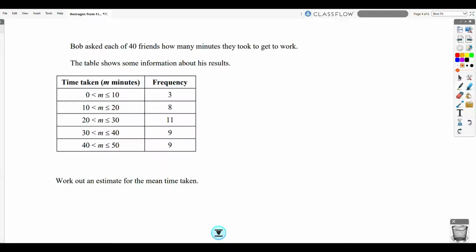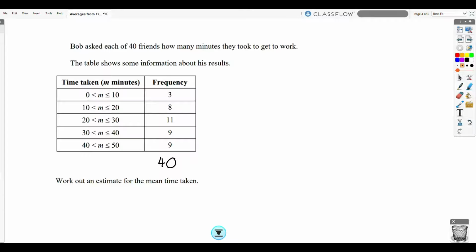Next, now we're looking at grouped data. So this is data for continuous measurements, like time. Since we have a lot of times here, for the first column, which is 0 to 10, it could be like all ones, 1.2s, 1.3s, and so on. So to avoid making a long table, we put them into groups. Now it says Bob asked 40 of his friends, so we know the total frequency is 40.